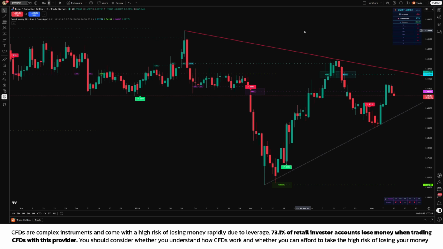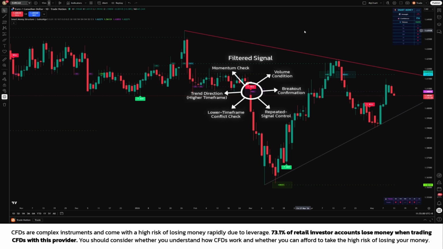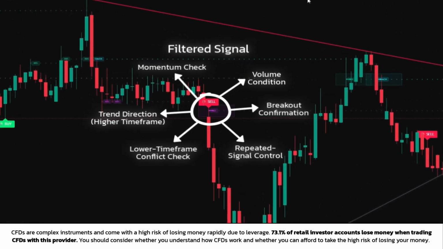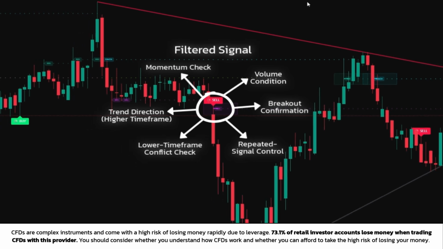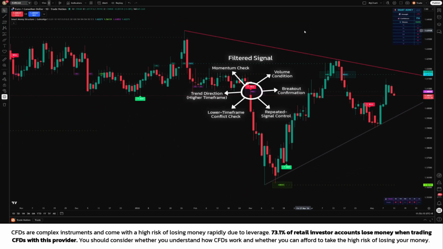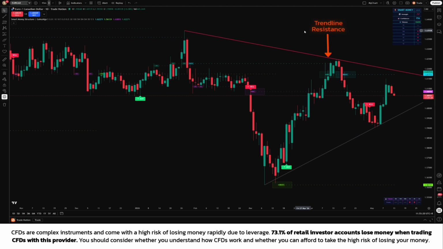What gives the indicator more depth is the amount of filtering behind the signals. It is not simply marking every break in price. The signal logic checks momentum, trend direction on other timeframes, lower timeframe conflict, volume conditions, breakout confirmation, and repeated signal control. The result is that the buy, sell, and ready labels are meant to be more selective than a basic structure tool. And that matters because smart money concepts can become noisy when every minor shift is treated as equally important. Here, the chart is trying to narrow the focus to moves that are supported by more than one condition at the same time.